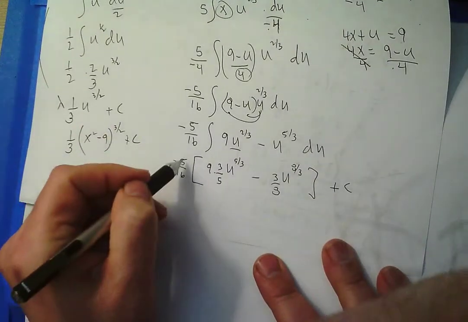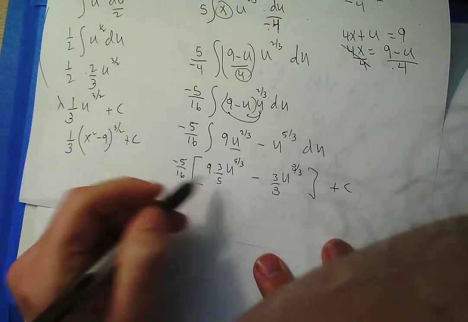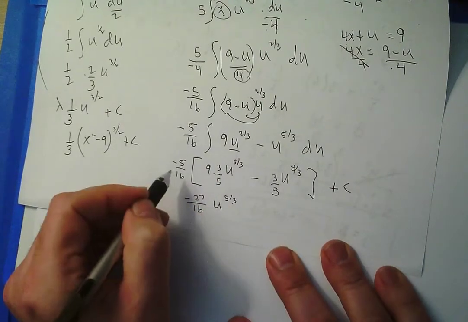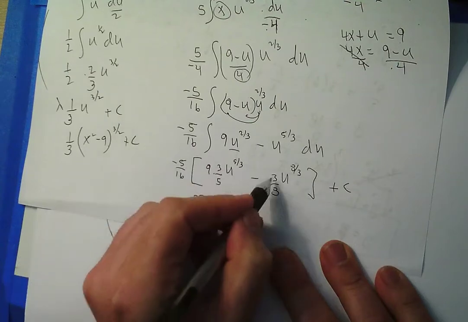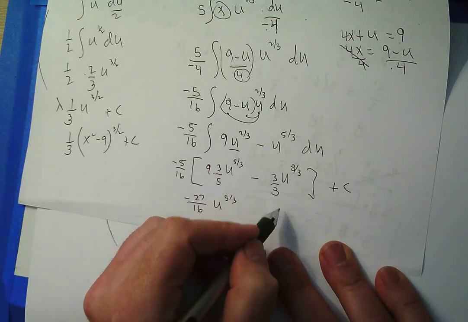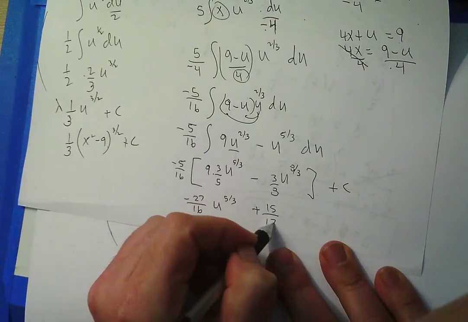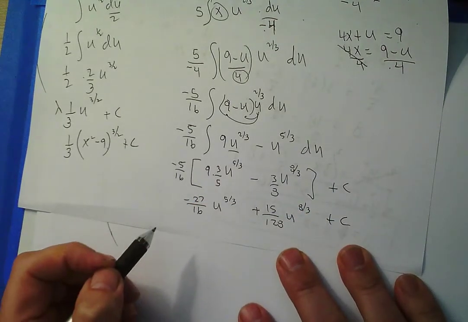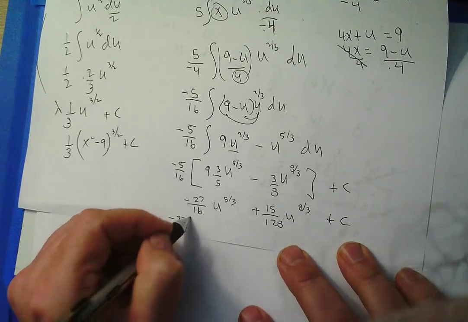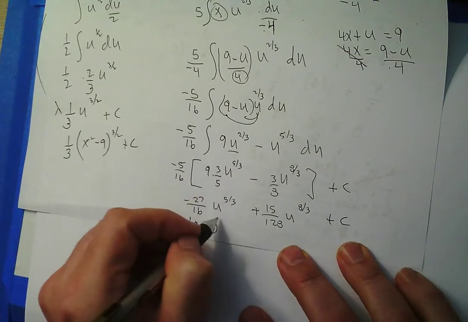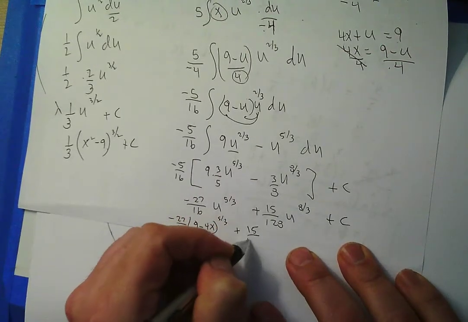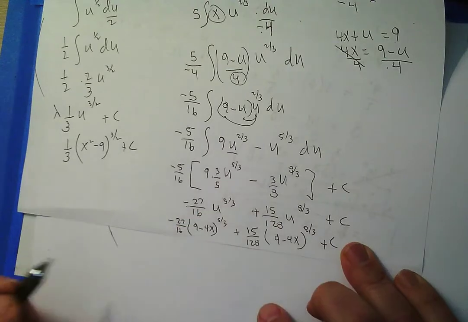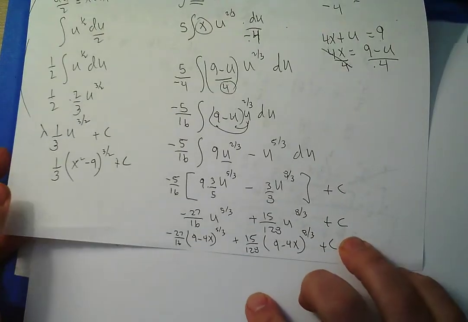So I'm going to distribute this over here, and the 5s would cancel, leaving me negative 27/16 u to the 5/3. And then I'm going to distribute this over here, and I'm going to have plus 15/128 u to the 8/3 plus c. And then don't forget at the very end, you need to plug in what u was equal to. So negative 27/16 (9 minus 4x) to the 5/3, plus 15/128 (9 minus 4x) to the 8/3, plus c. Woof, now there's a college level problem.